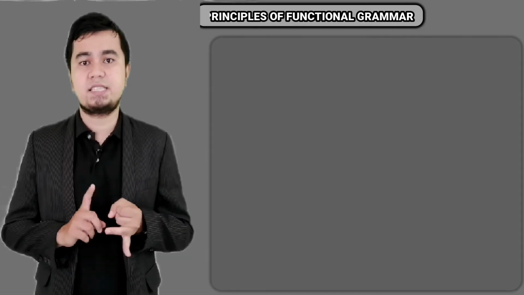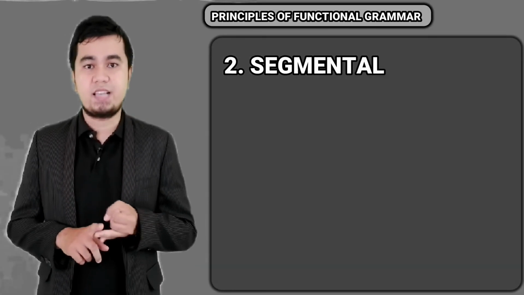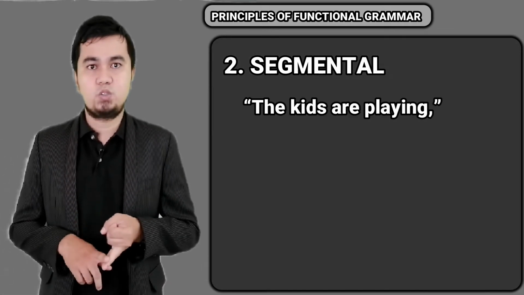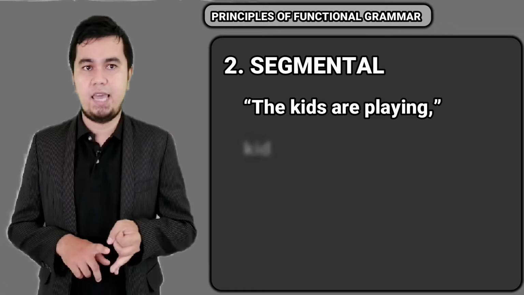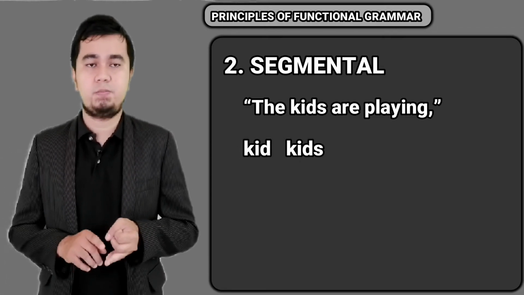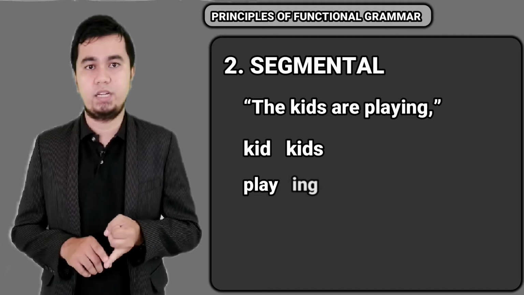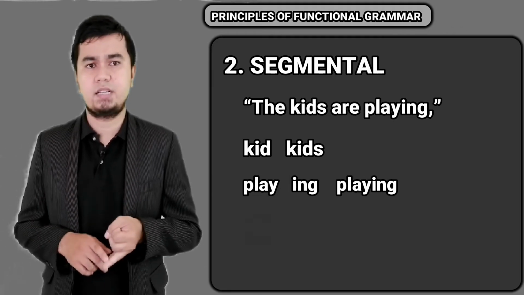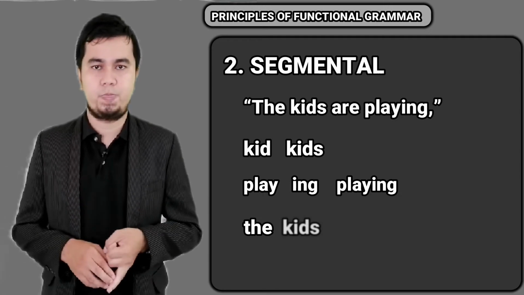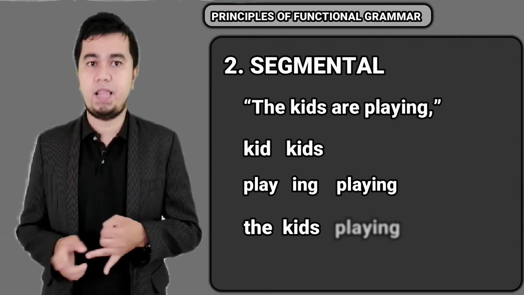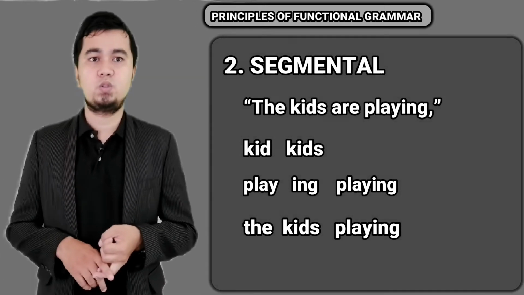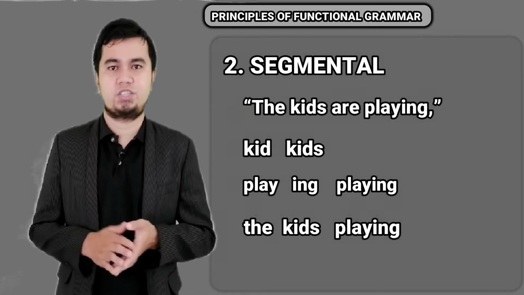Number 2 principle is the segmental. So, for example, in the sentence, the kids are playing, the two morphemes kid and the s form the word kids, and the two morphemes play and ing form the word playing. So the words the and kids constitute a nominal group. The words are and playing constitute a verbal group. So the two groups then form a clause.